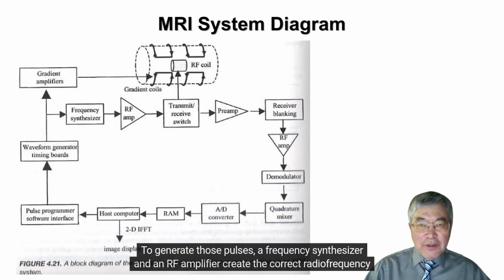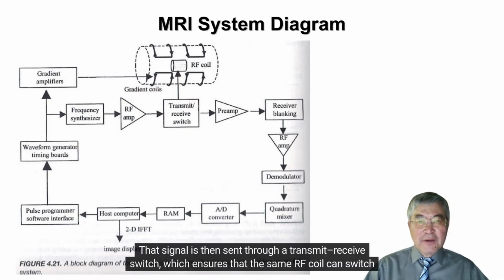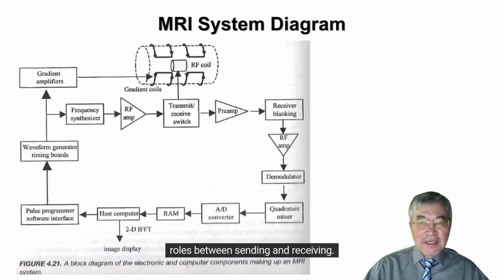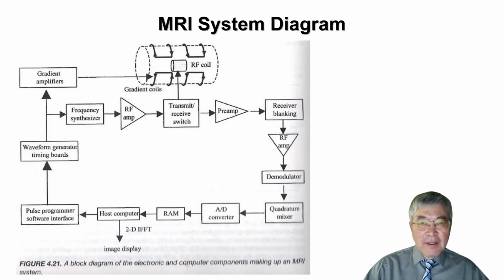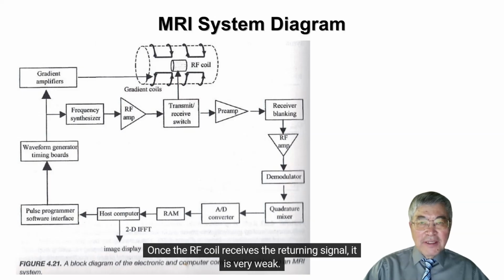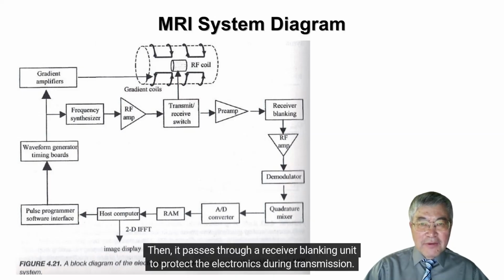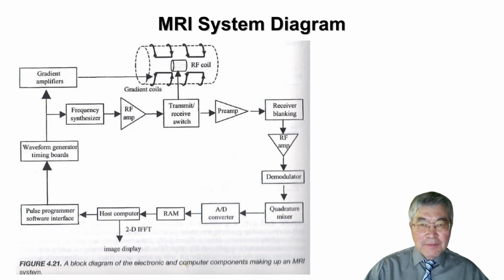To generate those pulses, a frequency synthesizer and an RF amplifier create the correct radio frequency signal. That signal is then sent through a transmit-receive switch, which ensures that the same RF coil can switch roles between sending and receiving. Once the RF coil receives the returning signal, it is very weak. So the signal first goes through a preamplifier to boost it. Then it passes through a receiver blanking unit to protect the electronics during transmission.